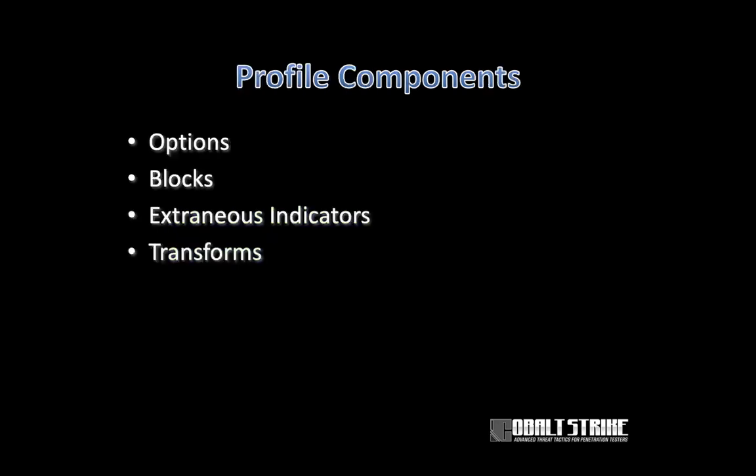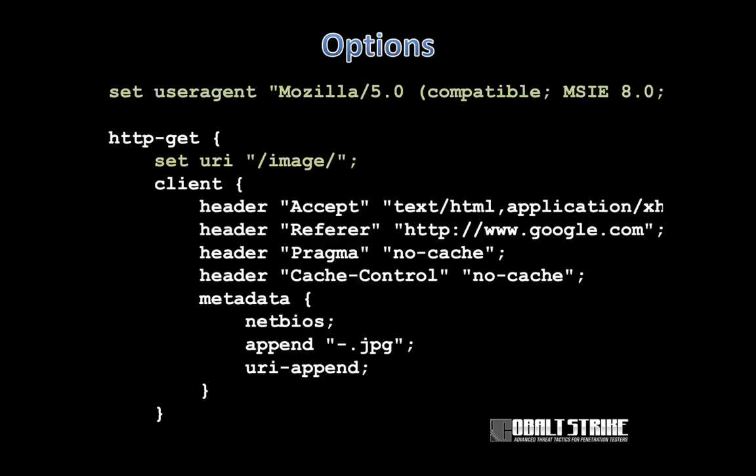Think of Malleable C2 as a mini programming language. And these malleable profiles have 4 components: options, blocks, extra indicators, and transforms. An option is the set keyword followed by a key. In this case, the key is user agent, and a value.